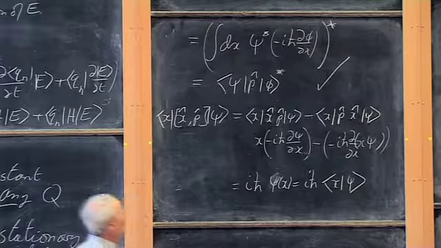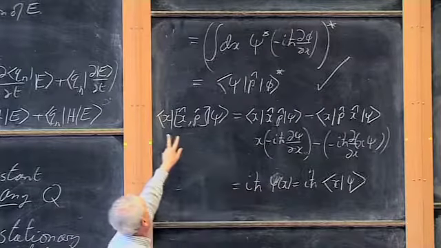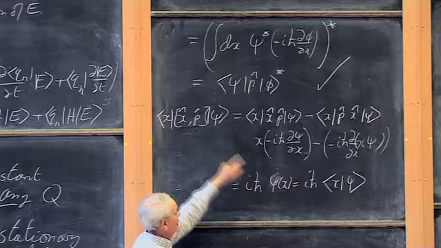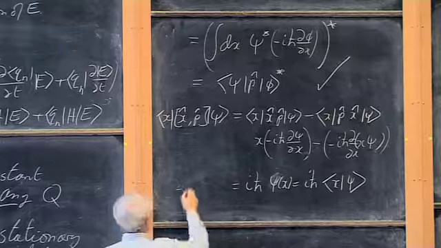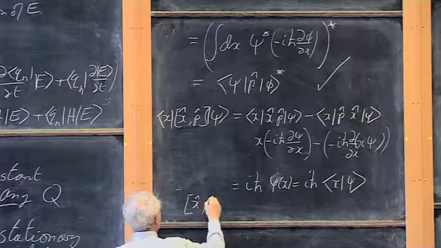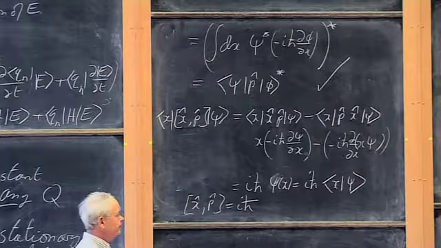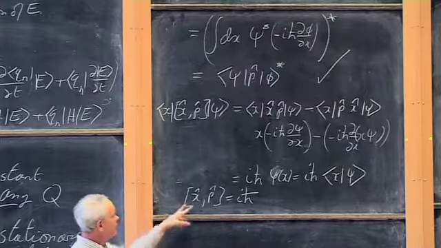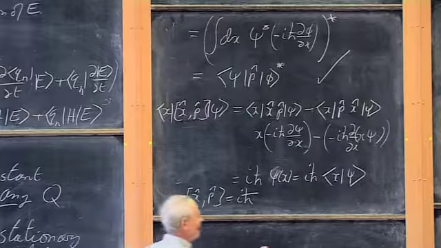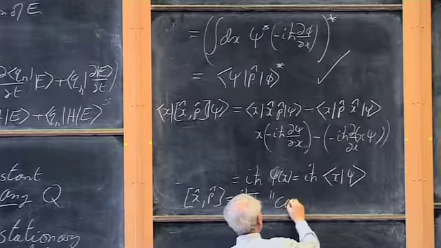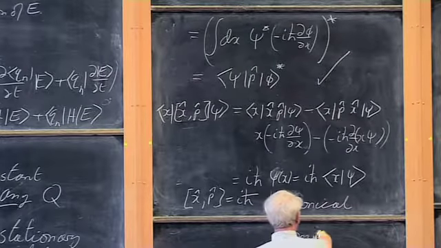So what have we learned? What we've learned is that for any state psi whatsoever, we never said what it was, the wave function associated with [x hat, p hat] of psi is simply i h bar times the wave function of psi. So that means that we can now write down an operator statement that x hat comma p hat is equal to i h bar. So the commutator of these two operators is a constant, small constant, but constant. And a commutation relation of this sort is called a canonical commutation relation.